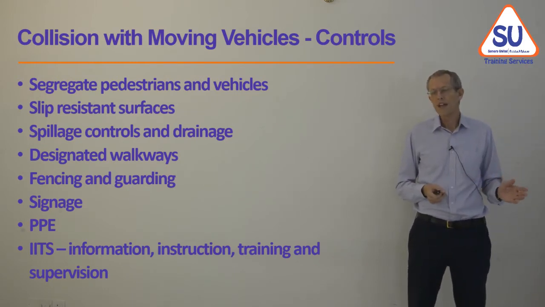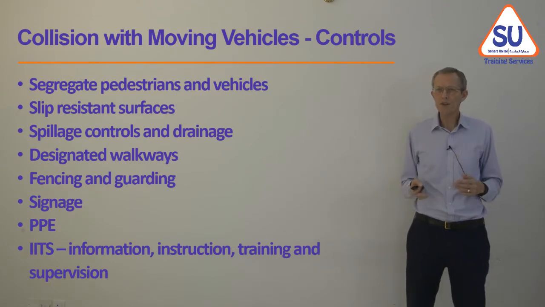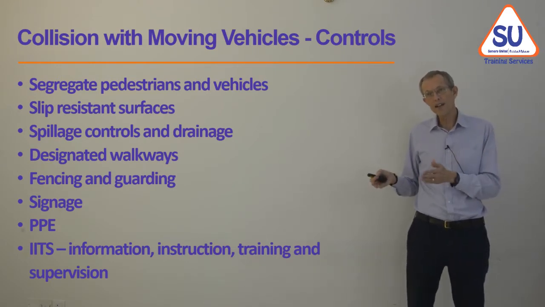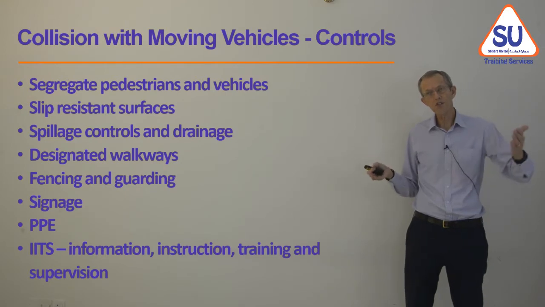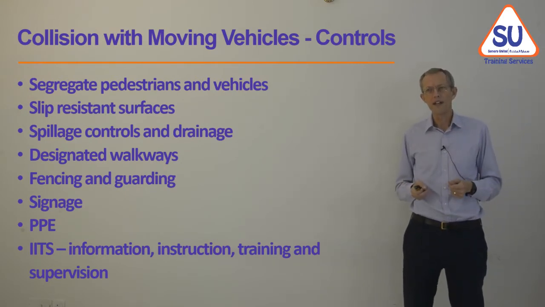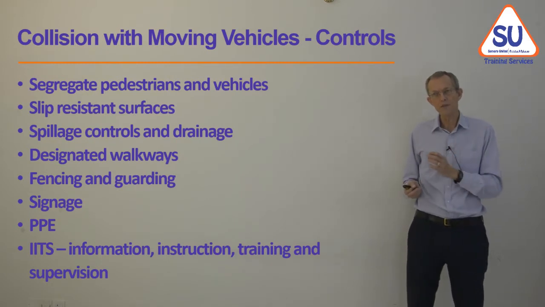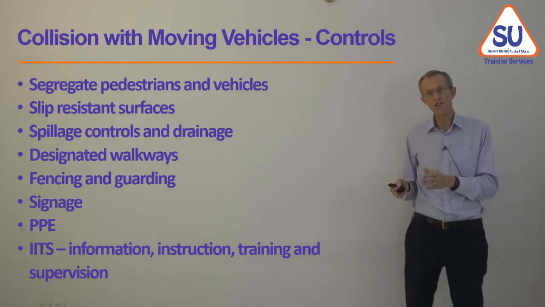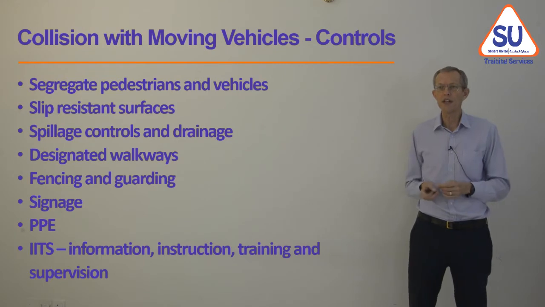Control the spills. And drainage, we're not so much a problem in Oman, but in the UK it rains a lot, so we need to make sure our rainwater drains away quickly. And if there's a problem in one area because of poor drainage, we can put barriers up and not use that area.